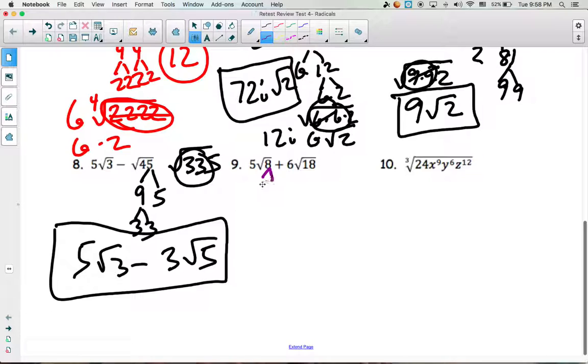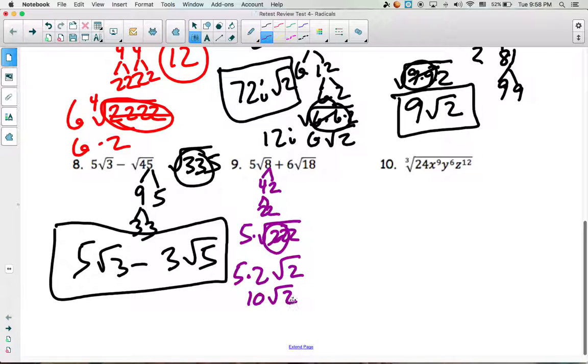Let's start with the 8 first. That'd be 4 times 2, and 4 is 2 times 2. So I have 5 times the square root of 2 times 2 times 2. In order for a number to leave a square root, there must be 2 of the same. There's 2 2's. So 5 is outside, 2 will come outside, and then we'll have a 2 that stays home. And 5 times 2 is 10 square roots of 2. So 5 square root of 8 simplifies to 10 square root of 2.